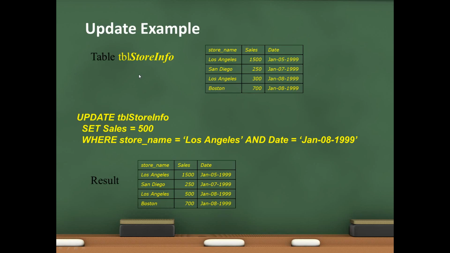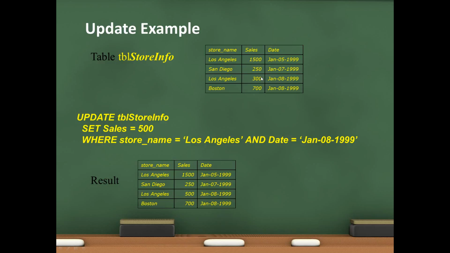Here's an example on the screen where I've got a fictitious table called table store info. In here I've got three different columns: store name, sales amount, and date. What I want to do is update the table and set the sales for Los Angeles, but not both Los Angeles records, only the one that is January 8th of 1999, this sale right here. I want to set that sale to $500.